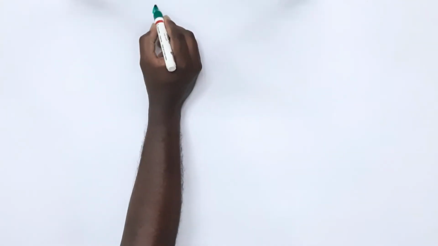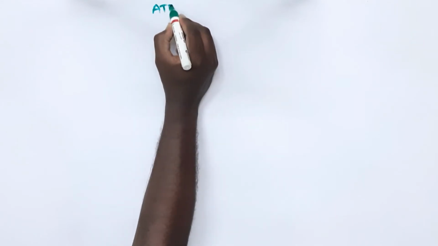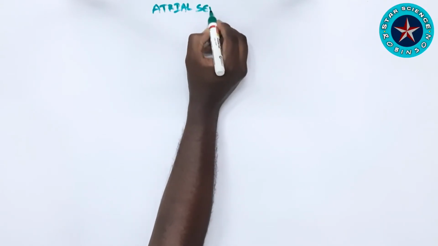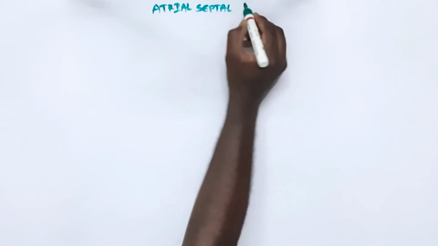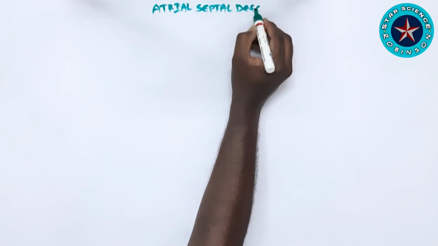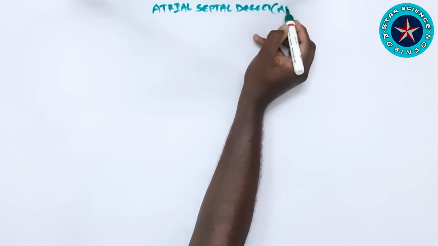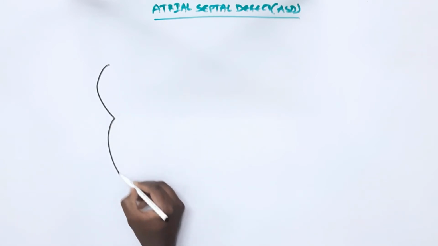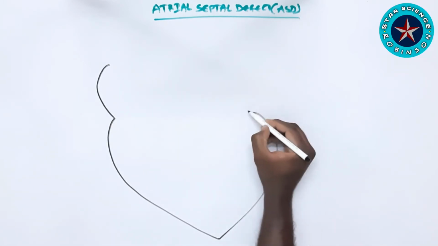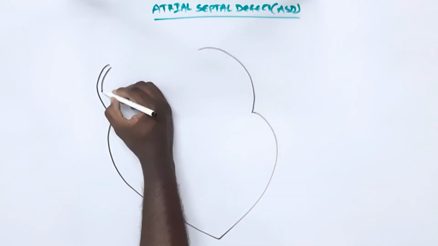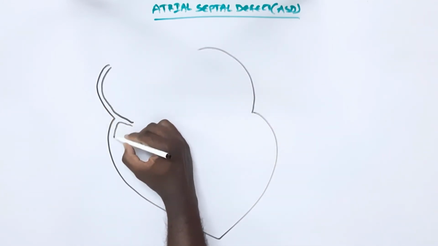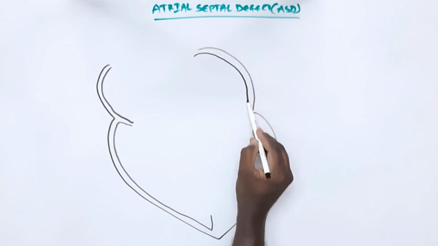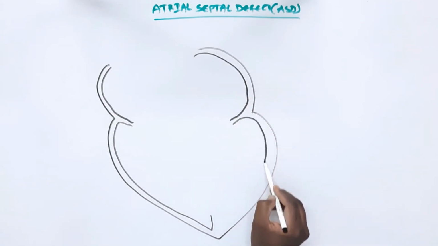Let's get into the topic: atrial septal defect, or ASD, also called a hole in the heart. As I go through the diagram, I will explain what atrial septal defect is. There is an abnormal opening between the right and left atrium, which results in left to right shunting of blood, because the pressure in the left atrium is higher than in the right atrium, so the blood from the left atrium will pass through the atrial septum, through the septum primum, and enter the right atrium, through the septum secundum.